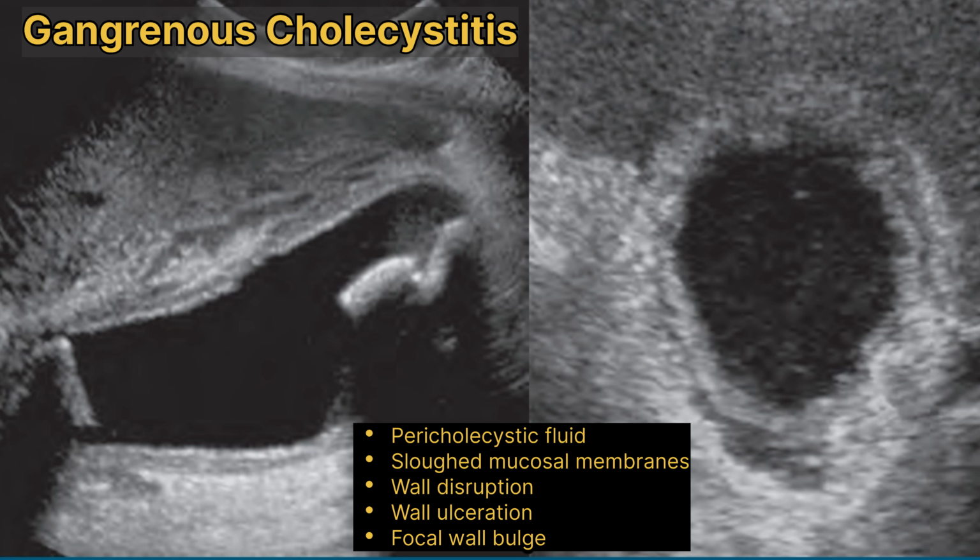Now we are going to discuss gangrenous cholecystitis in different patients. Gangrenous cholecystitis shows pericholecystic fluid, sloughed off mucosal membranes, wall disruption, wall ulceration, and focal wall bulge.